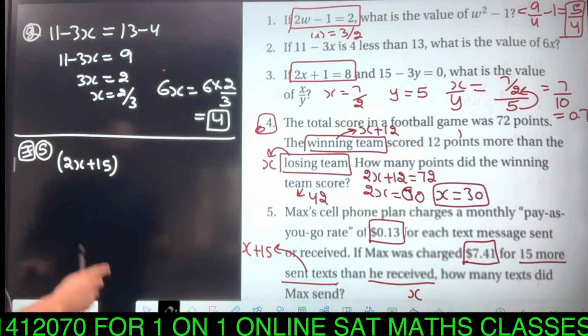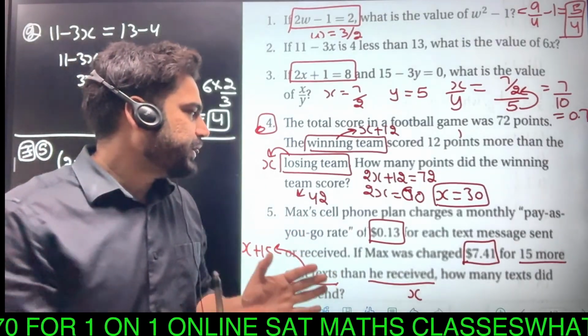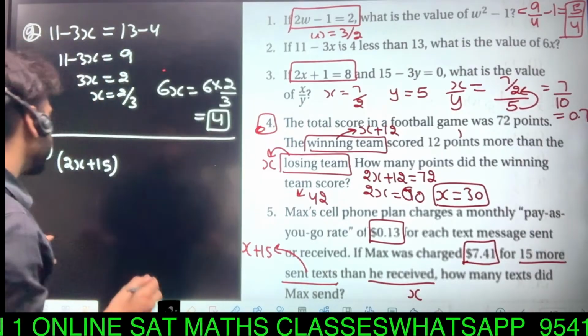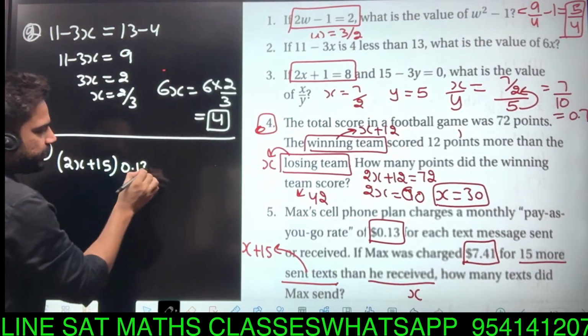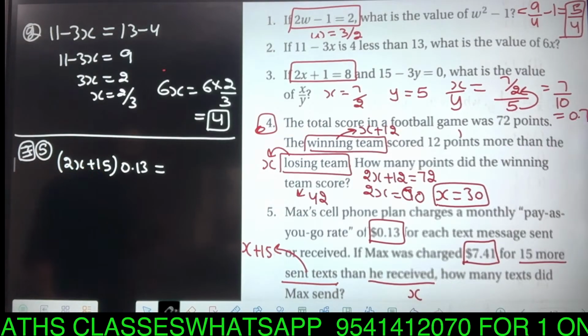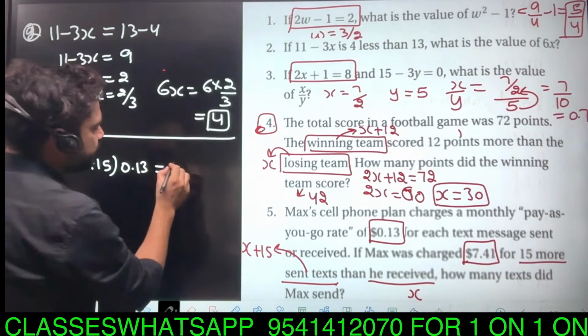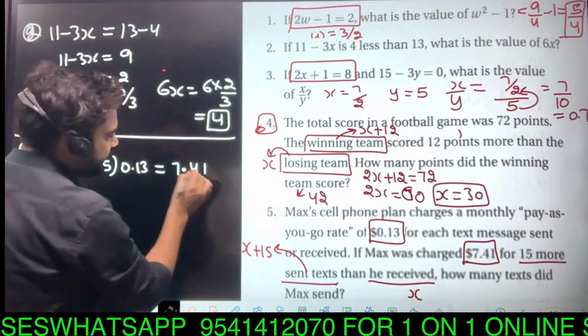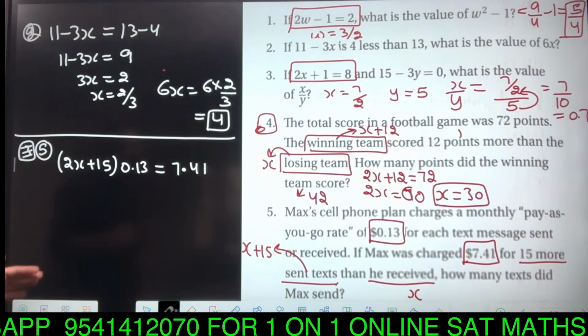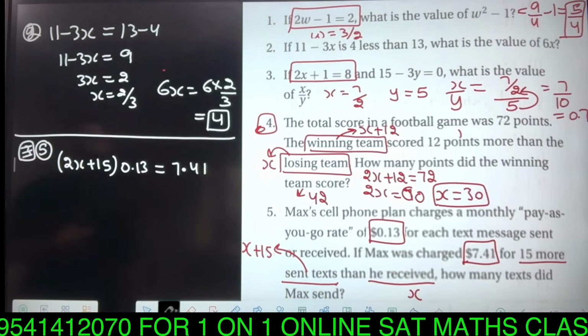Now each message, to find its complete rate, we have to multiply by 0.13, because it is given in the question. This is the total rate, and the total rate of Max is 7.41. So from here you can solve the value of x, and then we can solve it further.